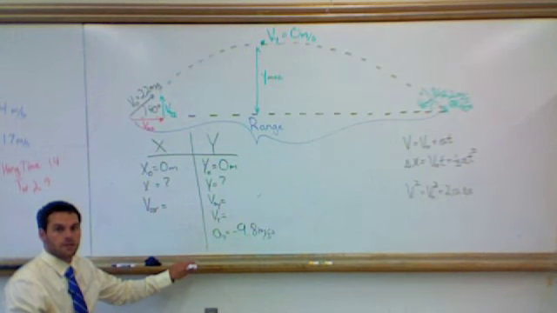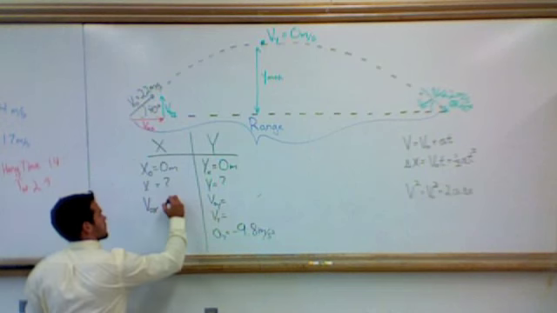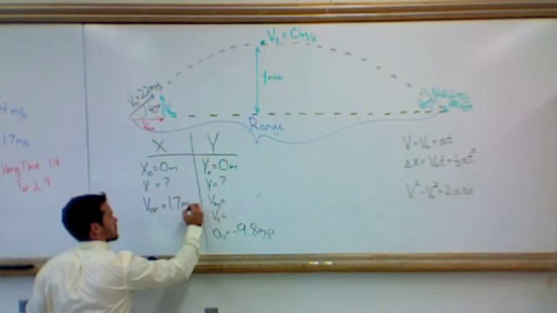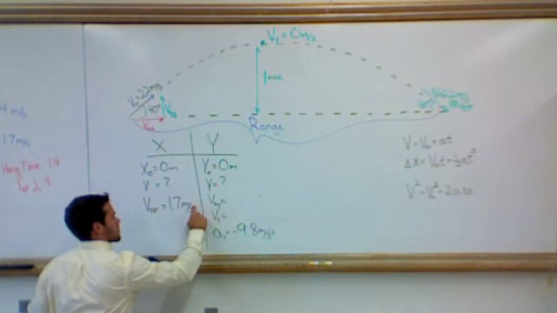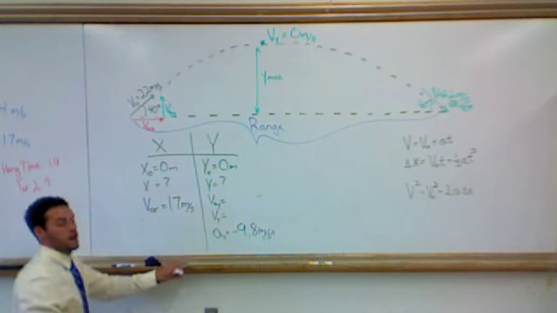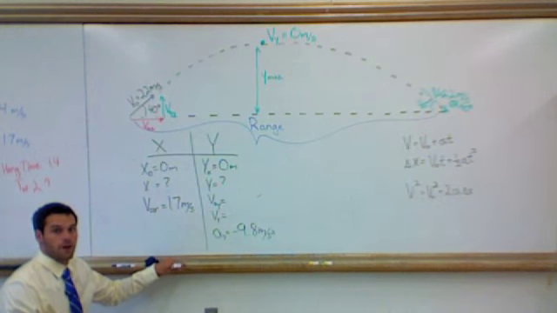Will give us our velocity of 17 meters per second. And likewise, we will find our velocity in the y direction initially to be 14 meters per second.